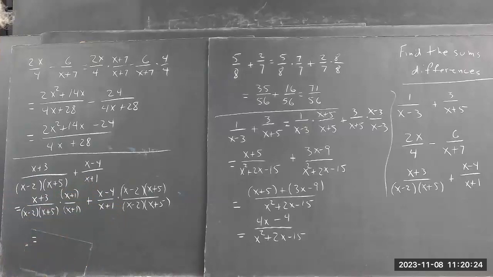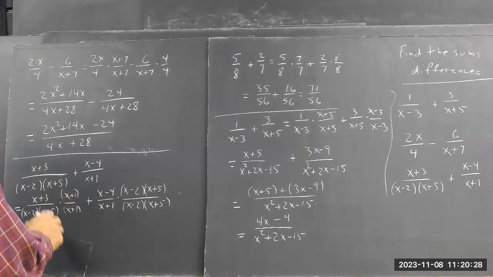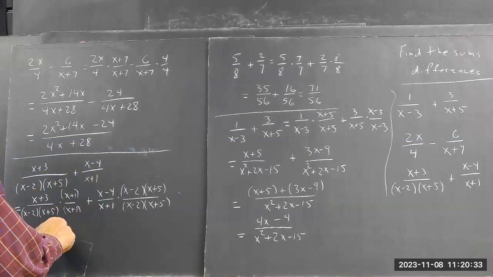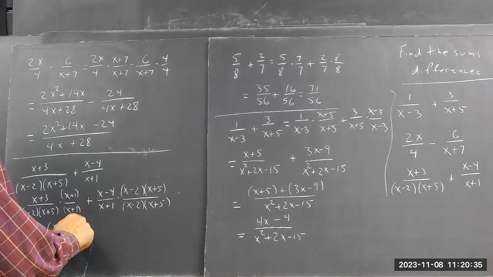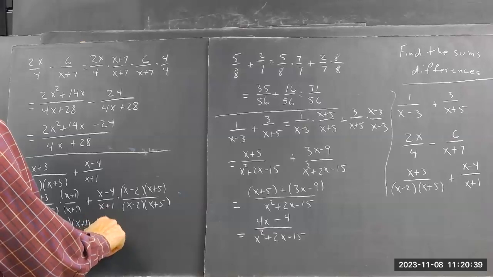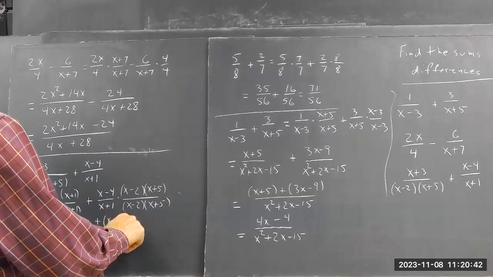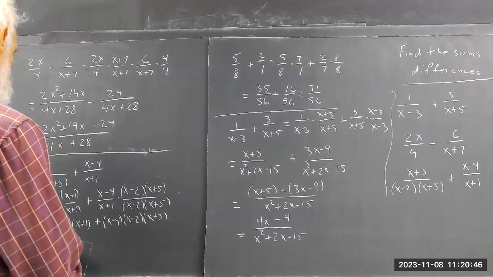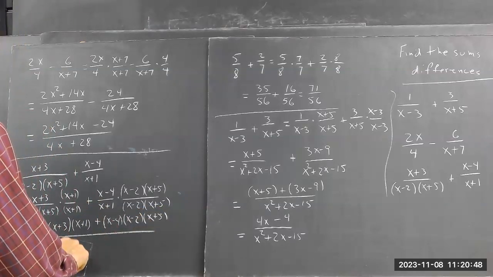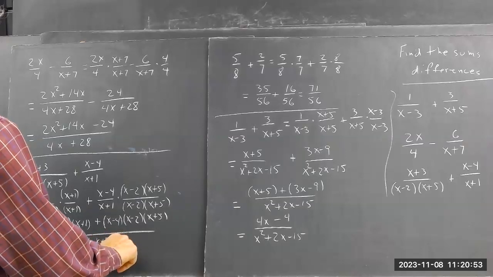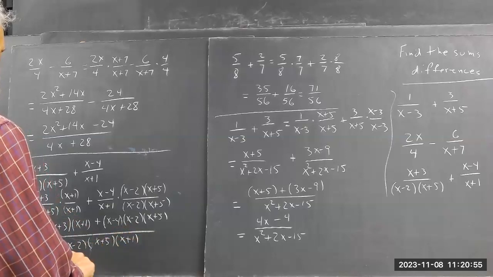If we now add our numerators over the common denominator, we get x plus 3 times x plus 1 plus x minus 4 times x minus 2 times x plus 5, all divided by x minus 2 times x plus 5 times x plus 1.